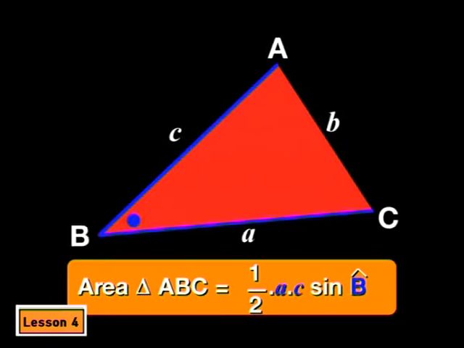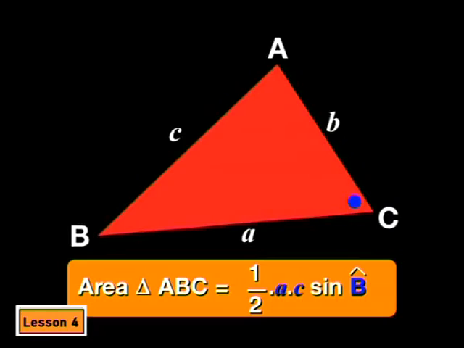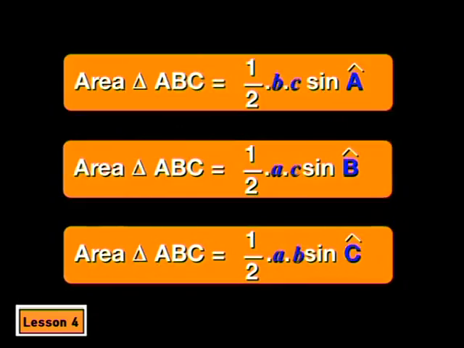Can you see the pattern? If we have angle B, we need sides A and C. So if we know angle C, how will the formula change? In the formula, we need sine of C. Angle C is here, in between side A and side B. So the formula will be half AB times sine C. So we have three versions of the formula, but you don't need to learn all of them. You can work them out from the diagram.